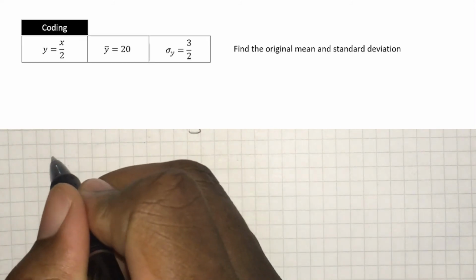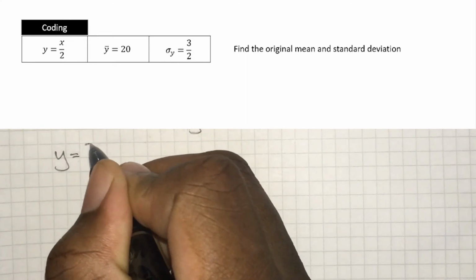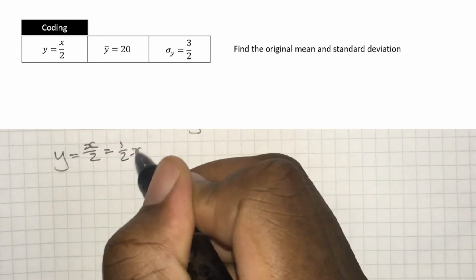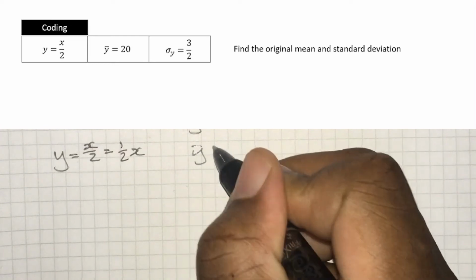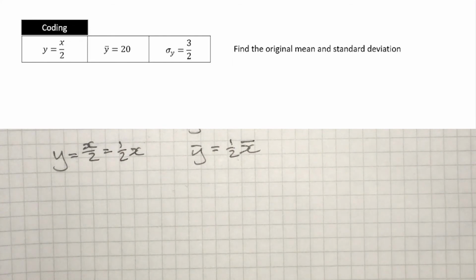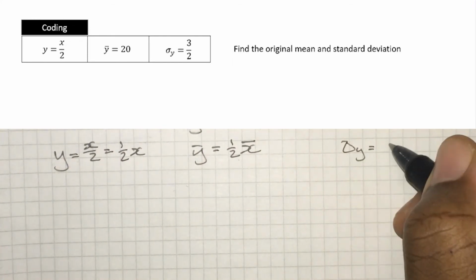So here I've been given the coding formula and the coded data. So a coded mean, which is y bar, and a coded standard deviation, which is sigma y. The first thing I want to do is to rewrite the formula specifically for x bar and specifically for sigma x. So we can think of this dividing as a coefficient of a half, so y equals half x, which means y bar will equal half x bar. Multiplying affects the mean. Sigma y is going to equal half sigma x because multiplying affects the standard deviation.